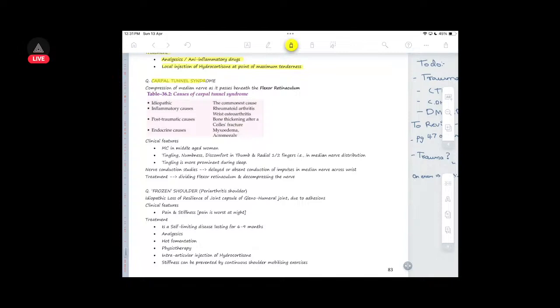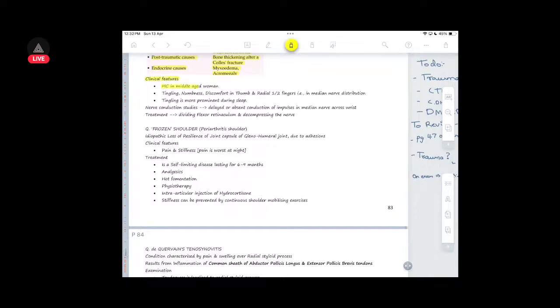Then carpal tunnel syndrome, you have compression of median nerve as it passes under the flexor retinaculum. So idiopathic is the most common cause. Inflammatory causes, you have rheumatoid arthritis, wrist osteoarthritis. Post-traumatic cause, you have bone thickening after a Colles fracture, and endocrine causes, you have myxedema and acromegaly.